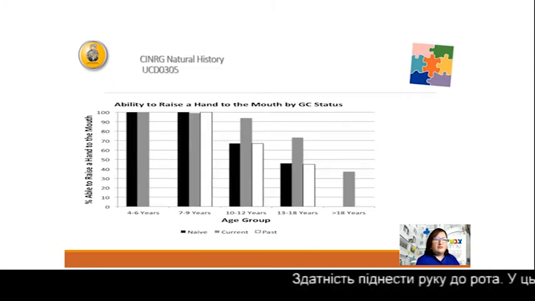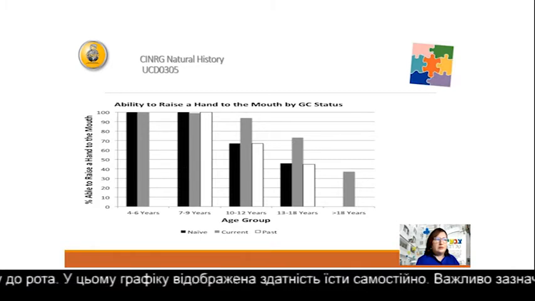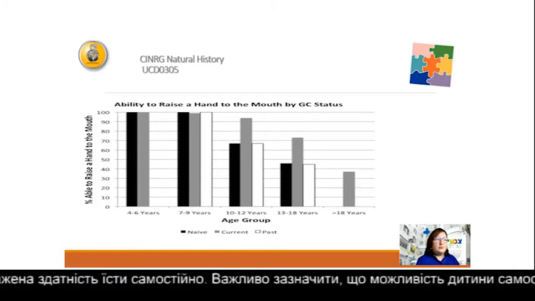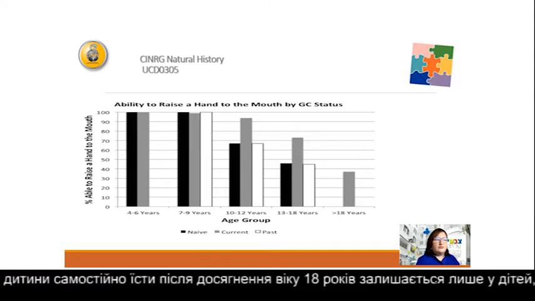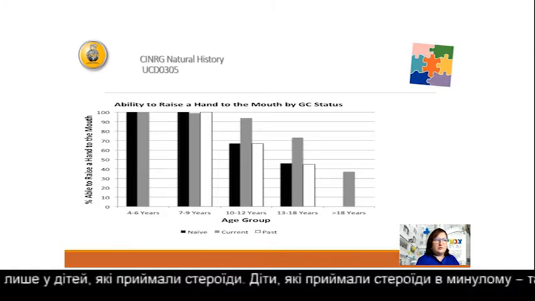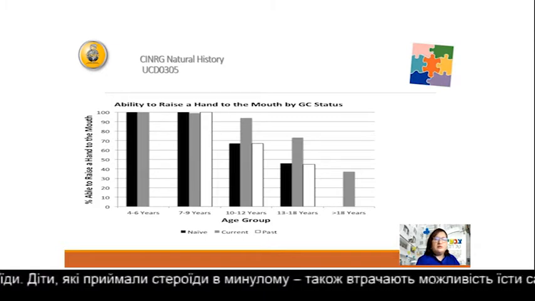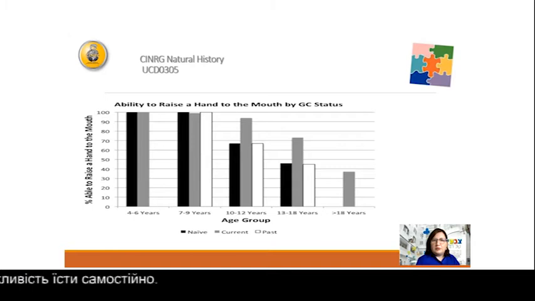In this graph, you can see the ability to eat independently. It is important to say that the ability to eat independently after the age of 18 remains only in children treated with steroids. Children who were treated in the past also lost the ability to eat independently.